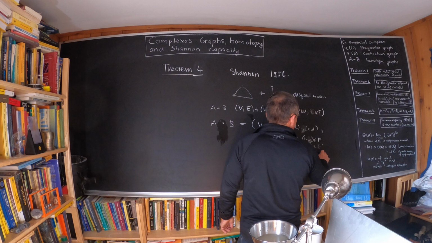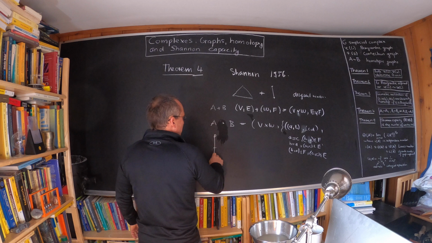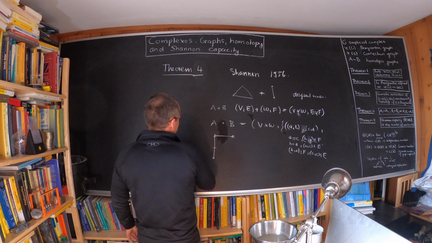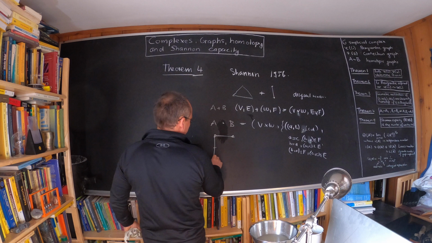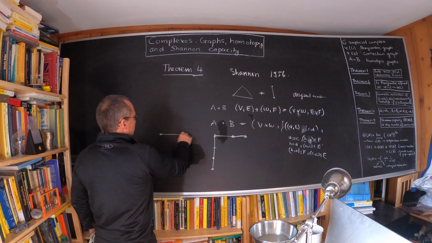A picture is better to explain it. Let's take this graph and this graph. So it's L3 times K2. Let's make L3 times L2. This is L2.